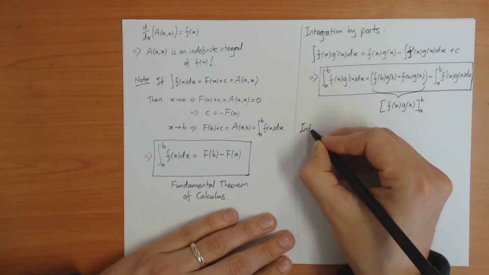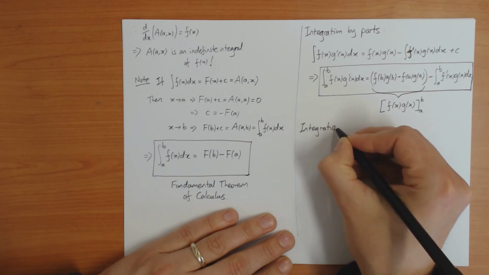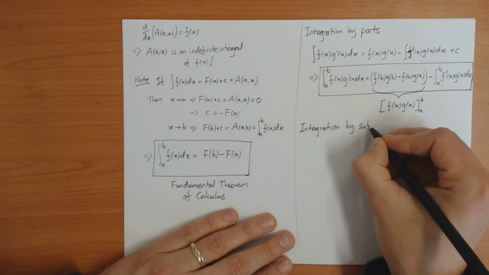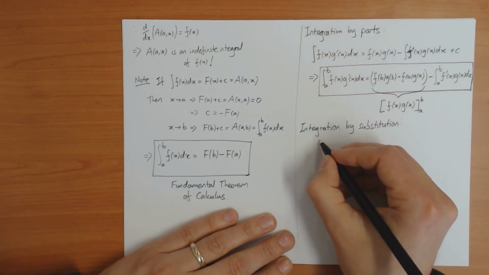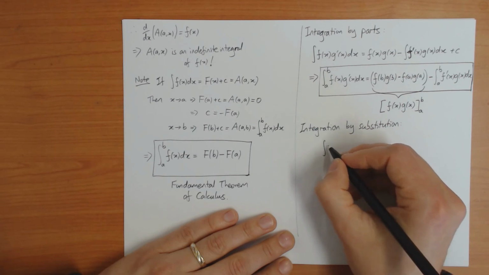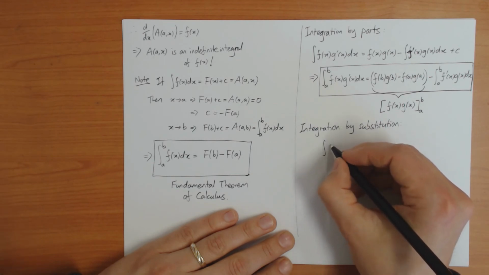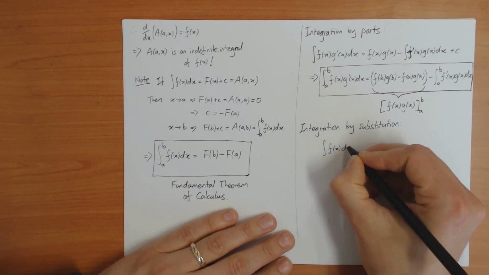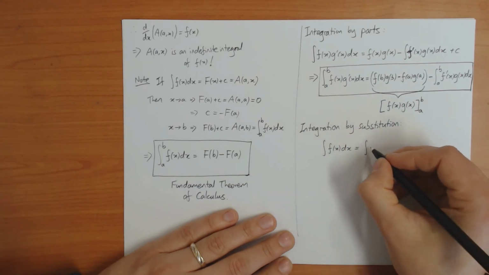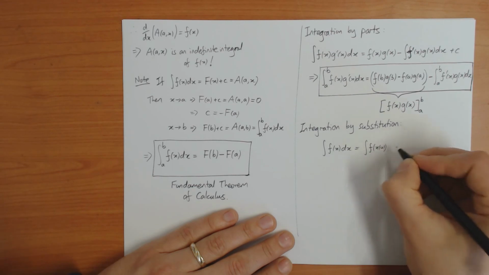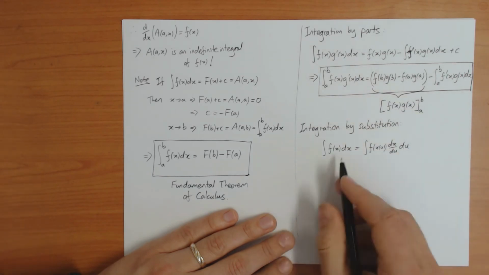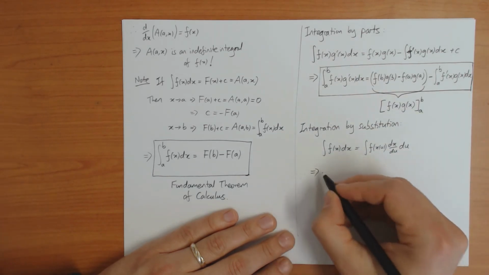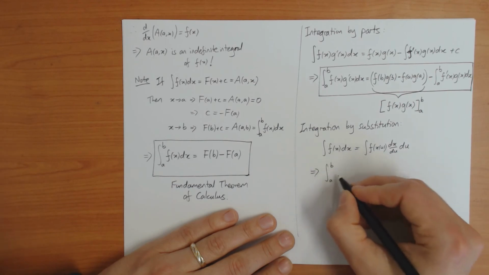Secondly, you get the integration by substitution formula. So remember, the formula as I wrote it for the indefinite integral was that the integral of f of x dx is equal to the integral of f of x of u times dx by du. So that was the indefinite form. So as a definite integral, again, you just put the limits on.